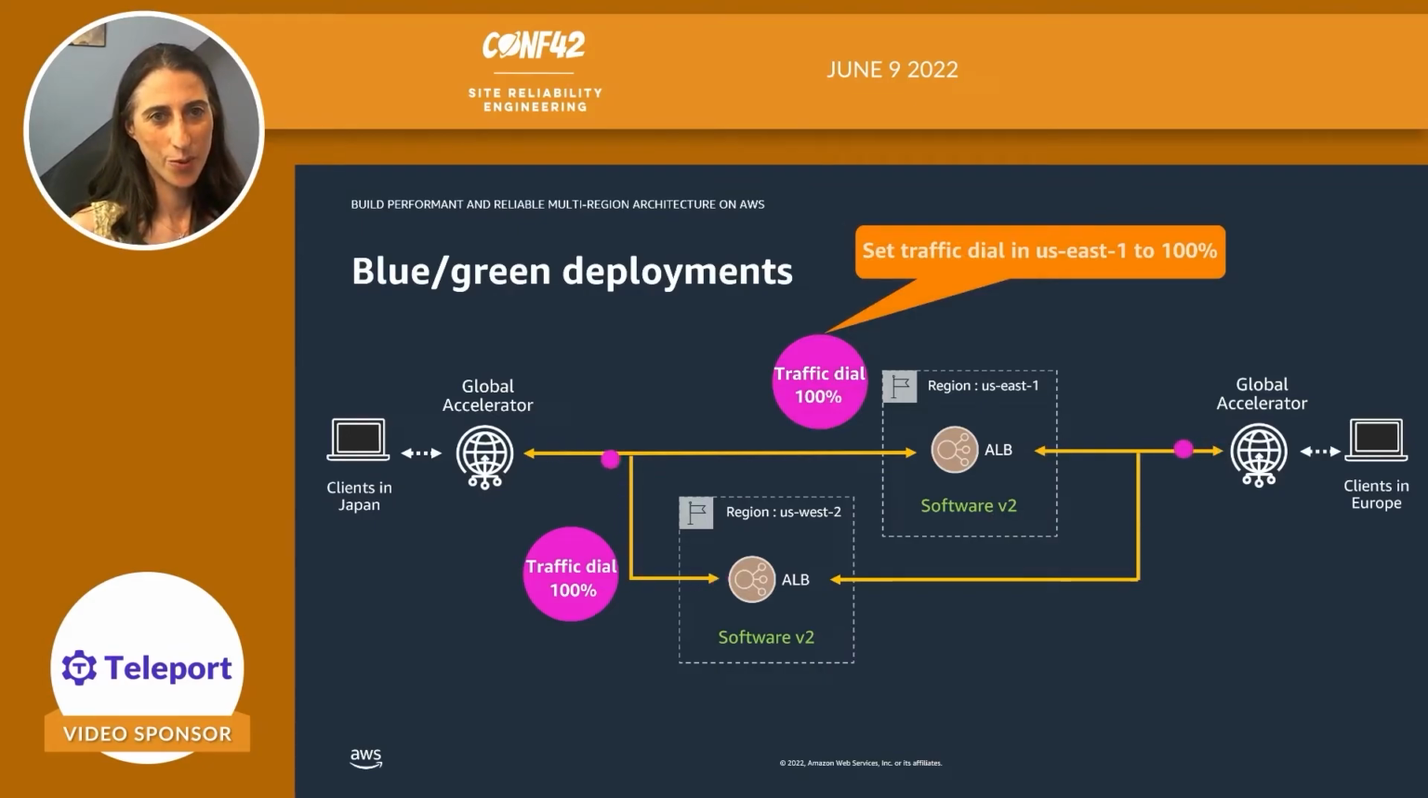Finally, we now have both regions with version 2 of the app, and we turn the traffic dial in US East 1 up to 100%. And now the clients in Japan go to US West 2 and clients in Europe to US East 1 through their Global Accelerator point of presence doors that are closest to them, that will take their requests into the AWS Global Network. Next, Chris is going to show a demo on blue-green deployments for multi-region applications.